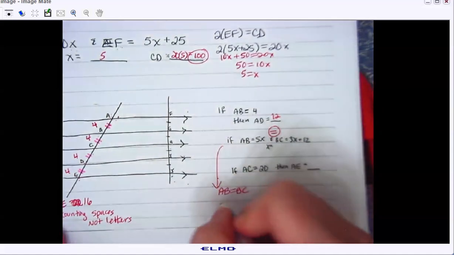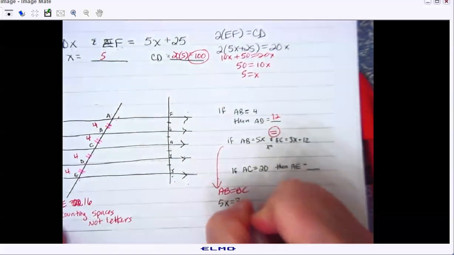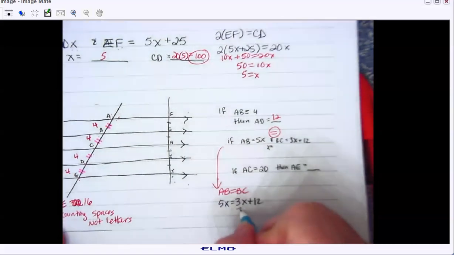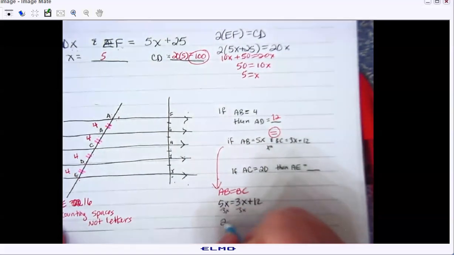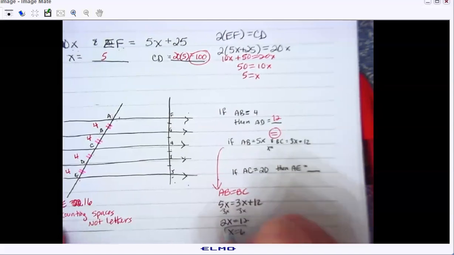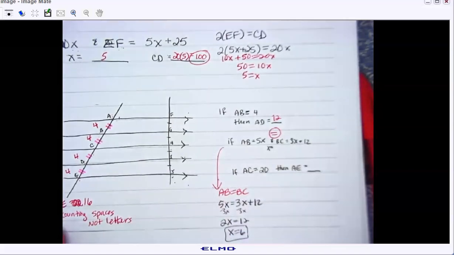So I would write 5x is equal to 3x plus 12. I would subtract 3x on both sides. So 2x equals 12, and dividing by 2, x equals 6. That's it. You're done.